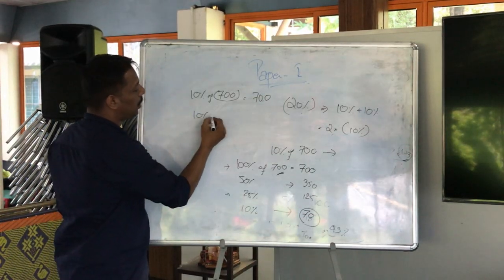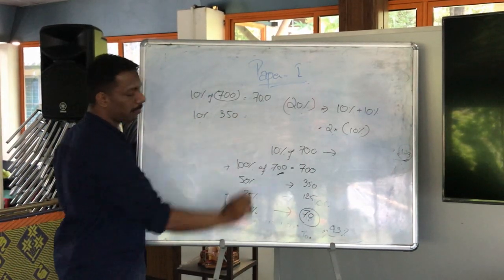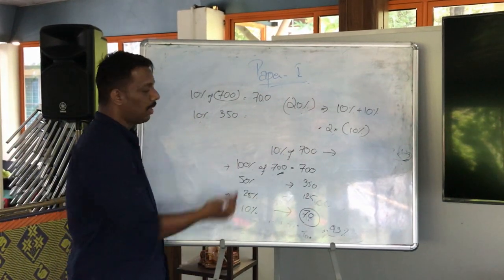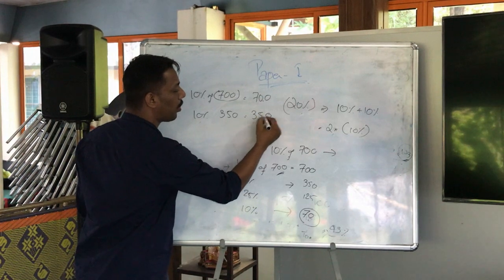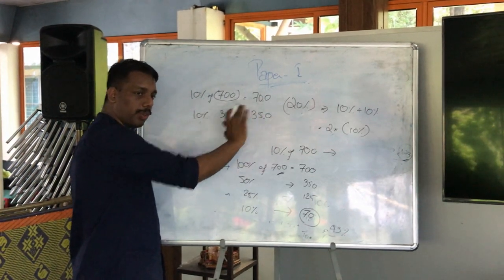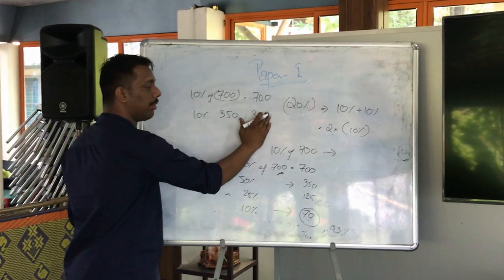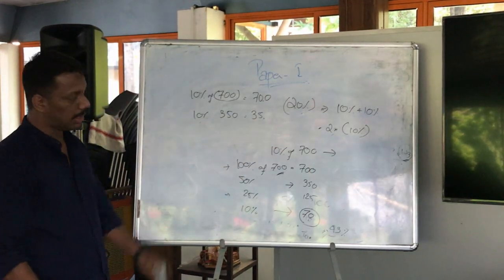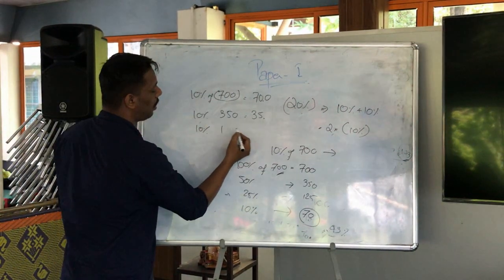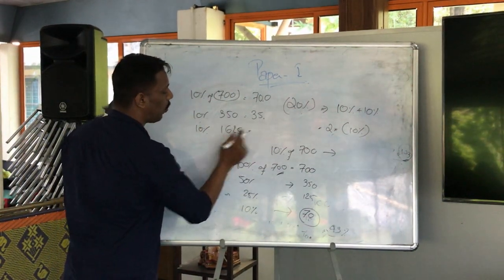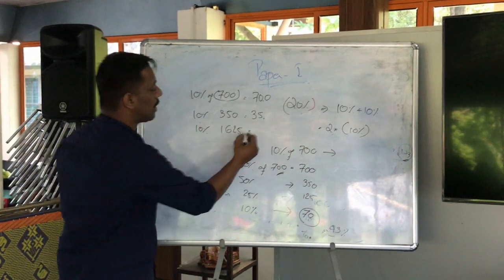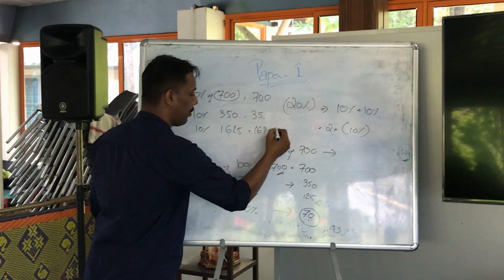What is 10% of 350? 35. How did you get it? 350, you put a dot one step from right to left. Then you will get 35 as your 10%. What is 10% of 1625? 162.5.